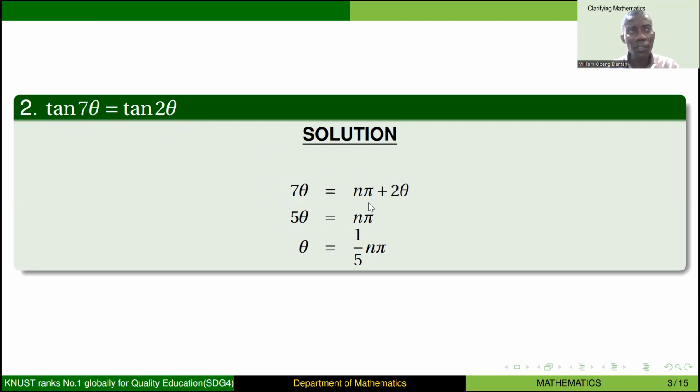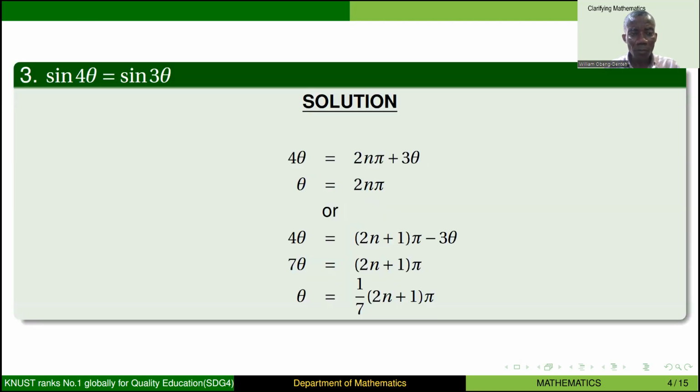Remember, our pi is in radians and that is 180, so you can always do it either in degrees or in radians. When we divide both sides by 5, then we shall get theta equals 1 on 5 n pi. So look at it carefully. Remember the steps I've just taught. This is for tan. That's how we go about it. Look at it carefully and register it in your mind.